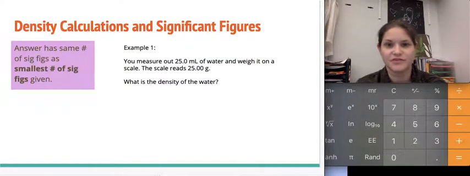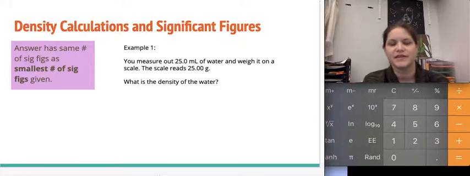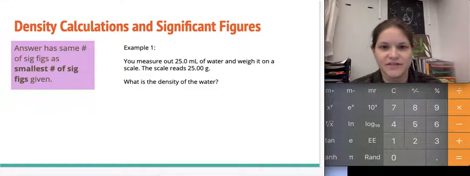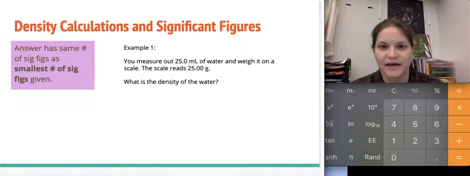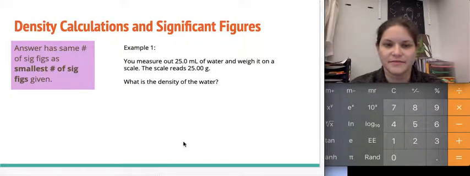If you are still struggling with sig figs, go back and watch that first sig fig video again, and it'll give you more examples that you can practice with. So then, density calculations and significant figures. This is where we'll actually apply this to some scenarios.